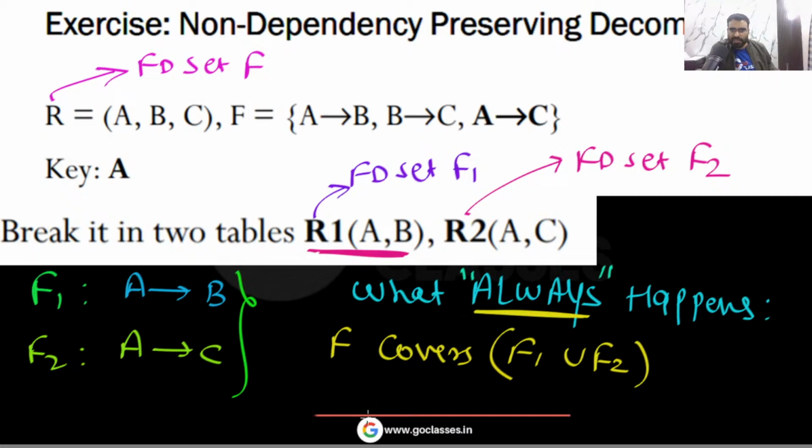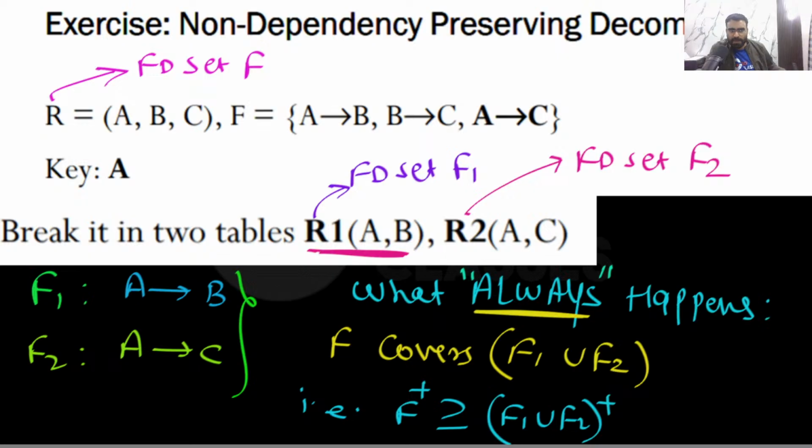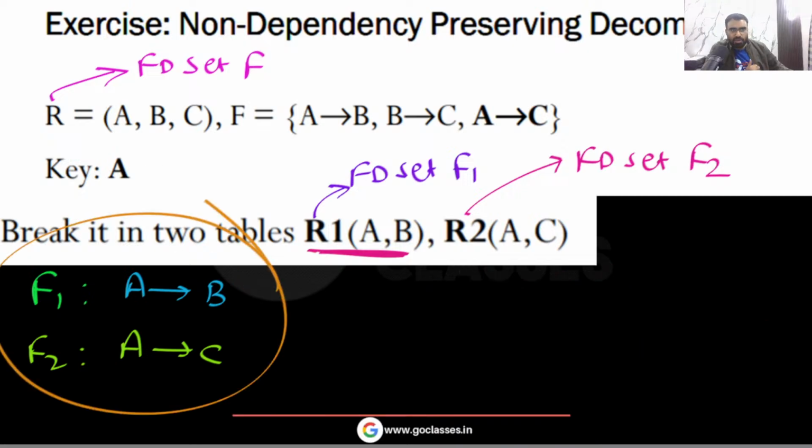This same statement I can write in another way: this will always happen that F closure will be a superset of F1 union F2 closure. You don't have to check. Now what do we have to check for dependency preservation? We have to check, does F1 union F2 cover F? This is what we need to check.